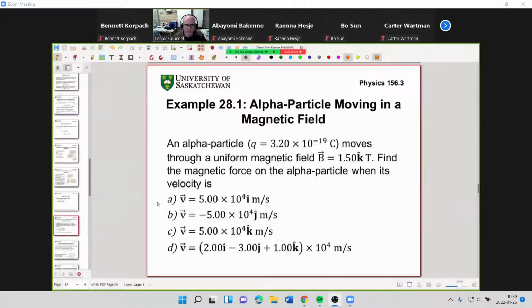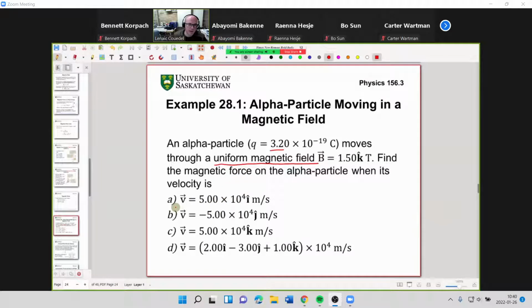Because it has 2 protons, it has a charge of twice the elementary charge, which is equal to 3.2 10 to the minus 19 Coulomb. This alpha particle will move into a uniform magnetic field B, defined as B vector equal 1.50 Tesla along the k hat vector. We want to find the magnetic force on the alpha particle in 4 cases.